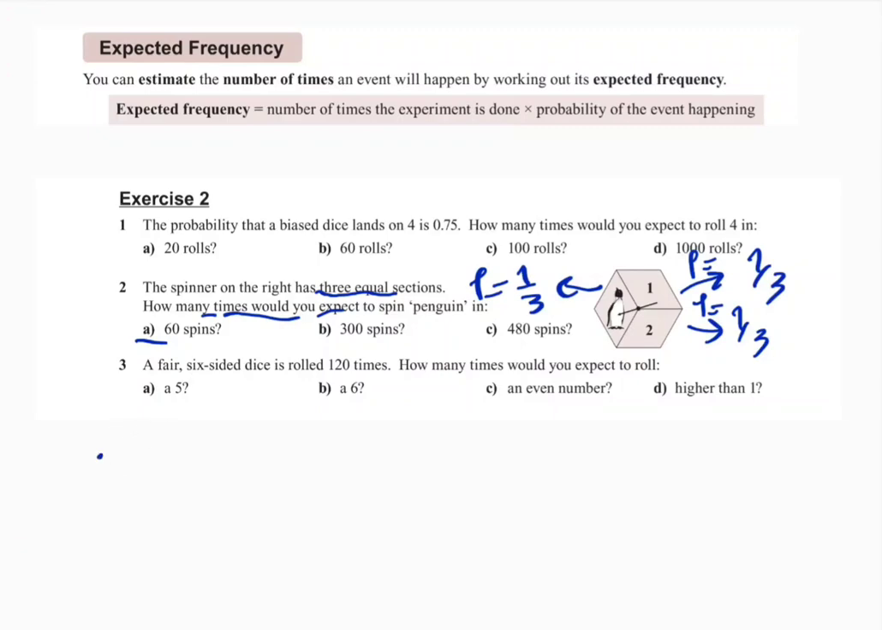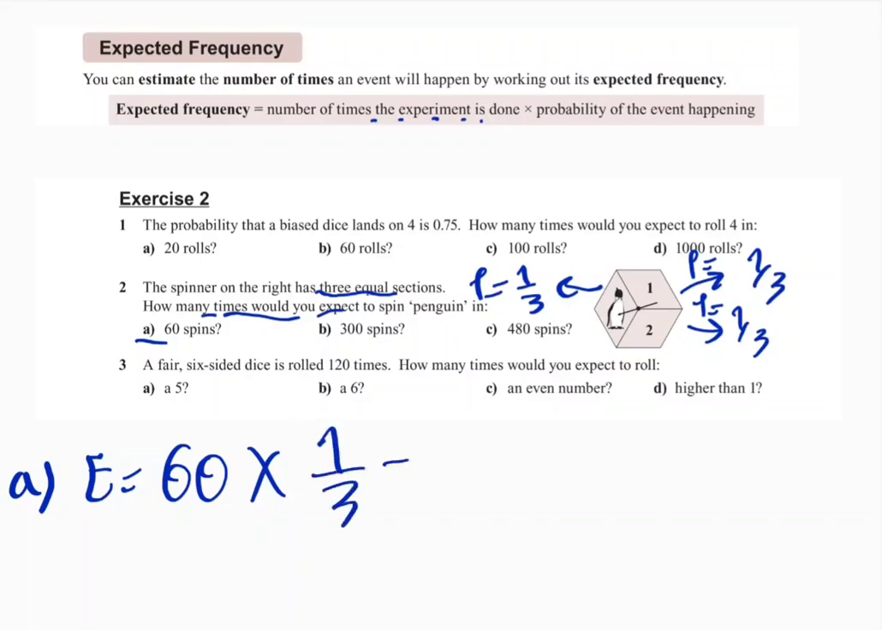And yes, so again, expected frequency is equal to the number of times that the experiment is done, in this case part A, 60 spins or 60 times, and then times the probability of the event happening. So the probability of this event happening, or getting a penguin, is simply 1/3. So that's just going to be 20. And that's it for part A. So we expect to get penguin 20 times if we have 60 spins in total.